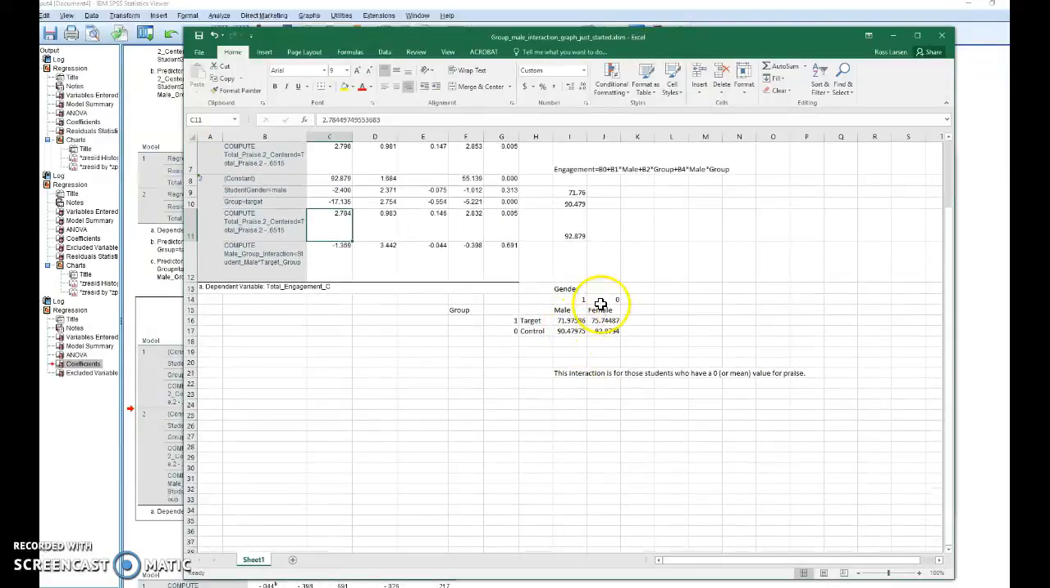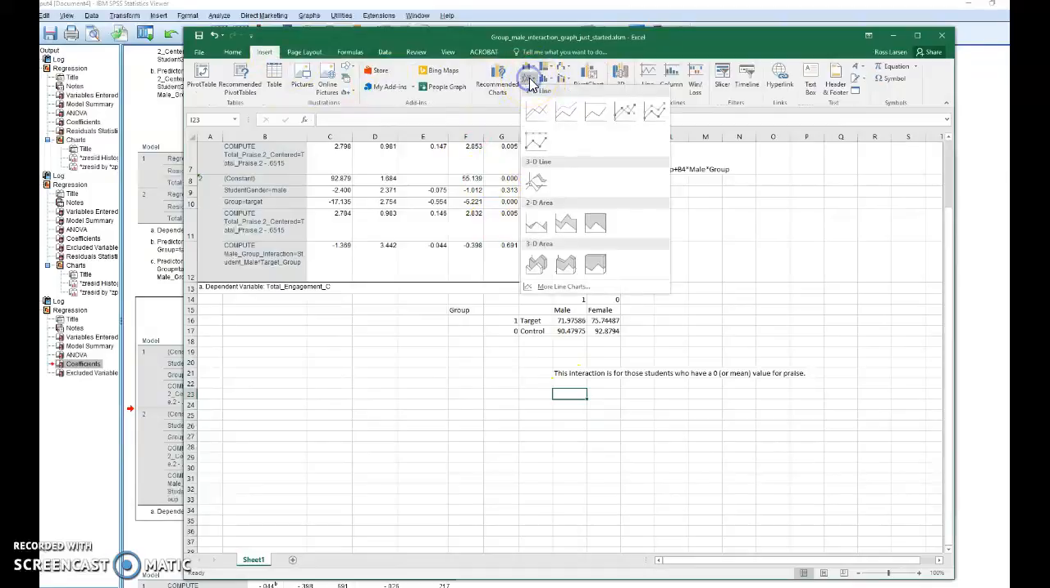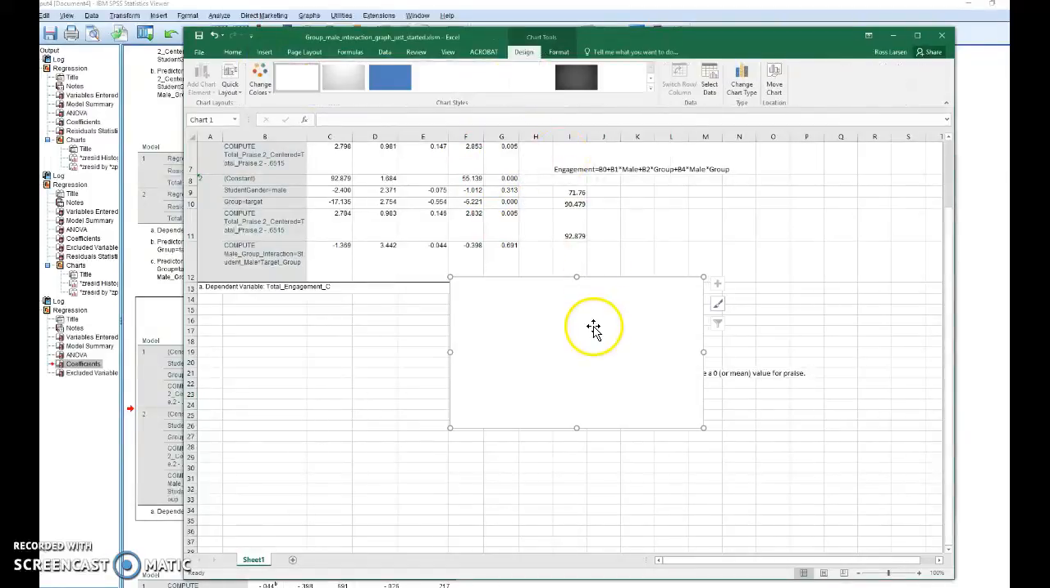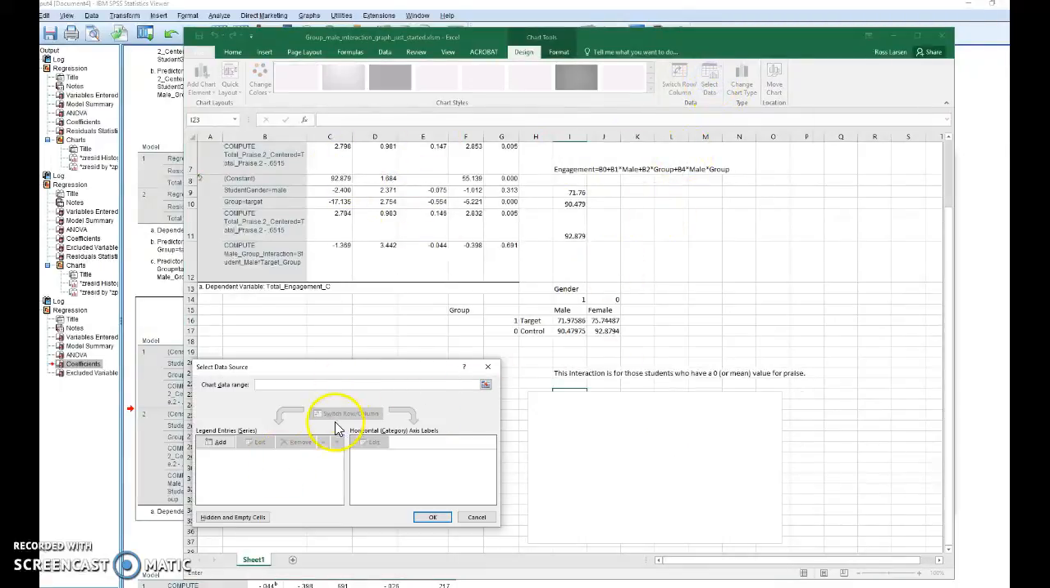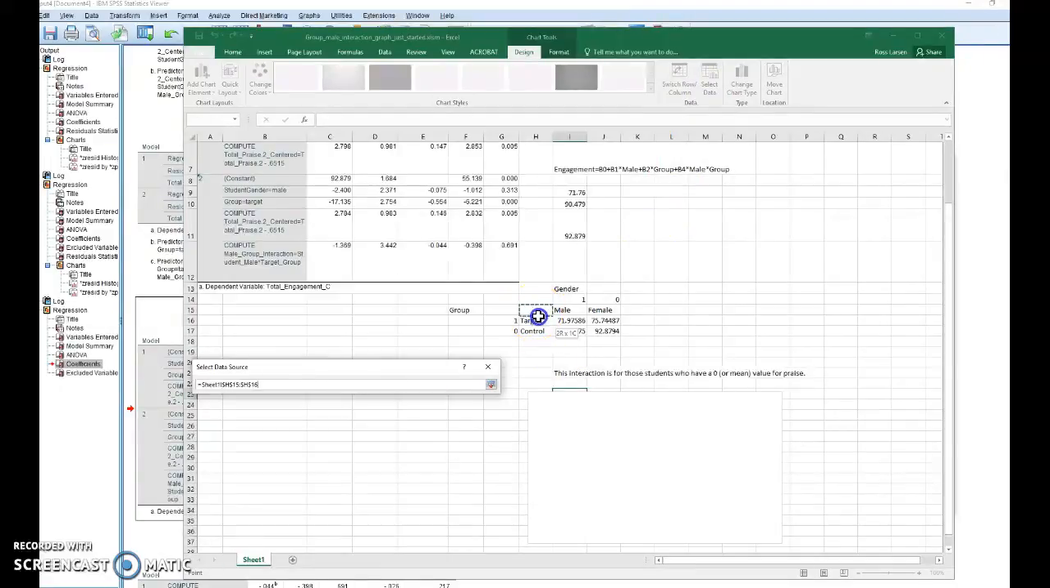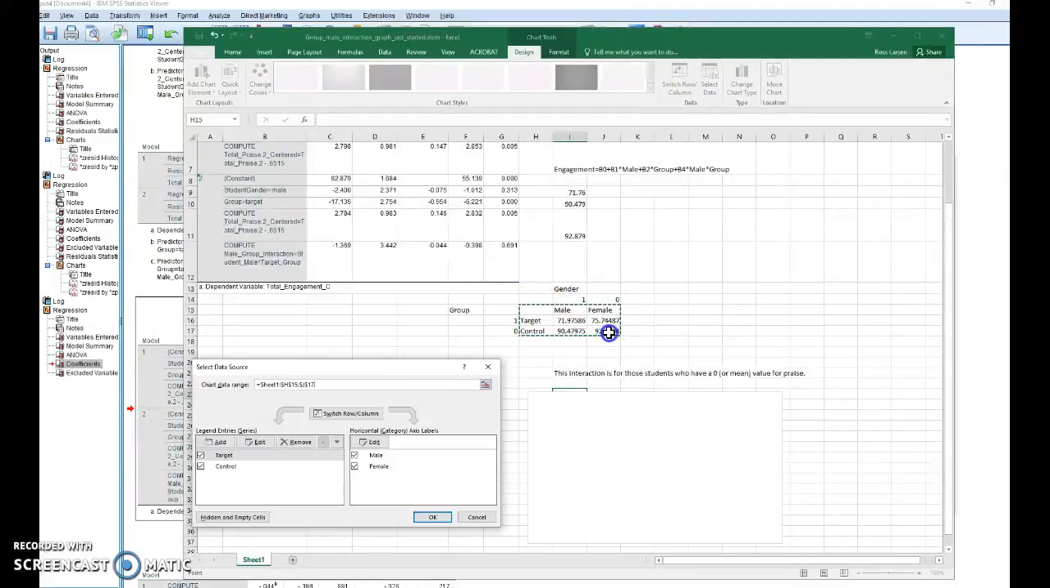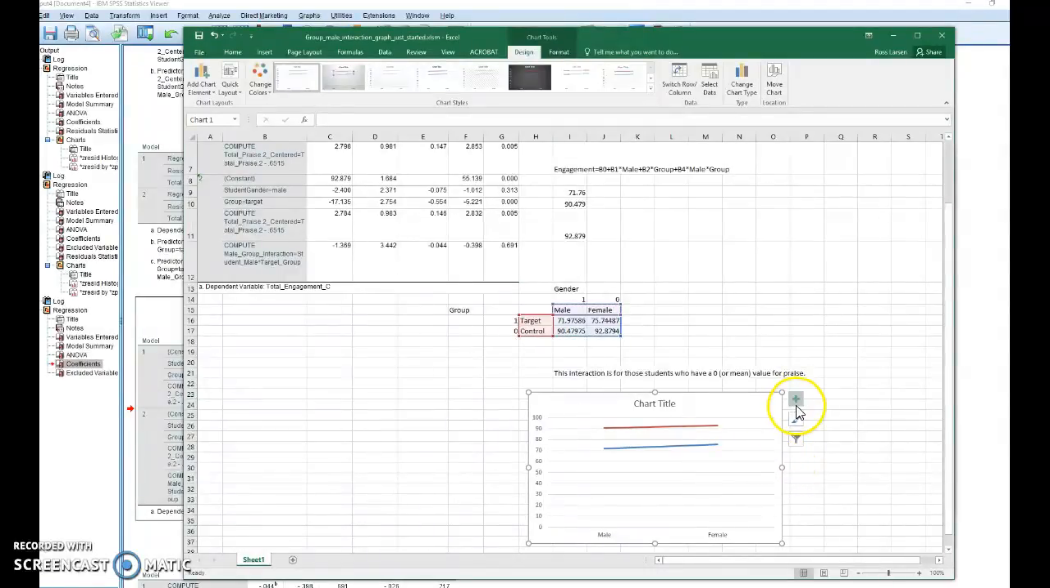So I have my numbers here, my predicted little matrix here, and I want to make this a graph. I go to Insert. I go to Line Plot. I get this little line plot here. I'll drag this down. I select Data. I'll just bring up this little GUI, and I will drag all of my matrix into that GUI. Click OK. And I have my chart. Now I just need to clean it up.